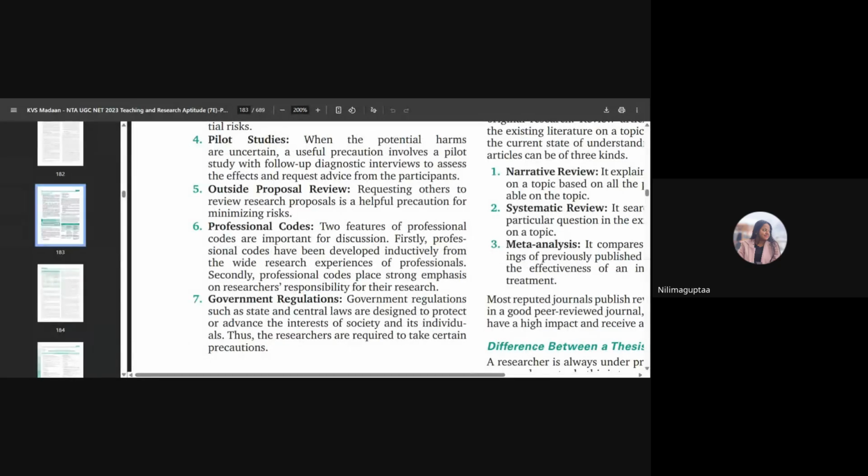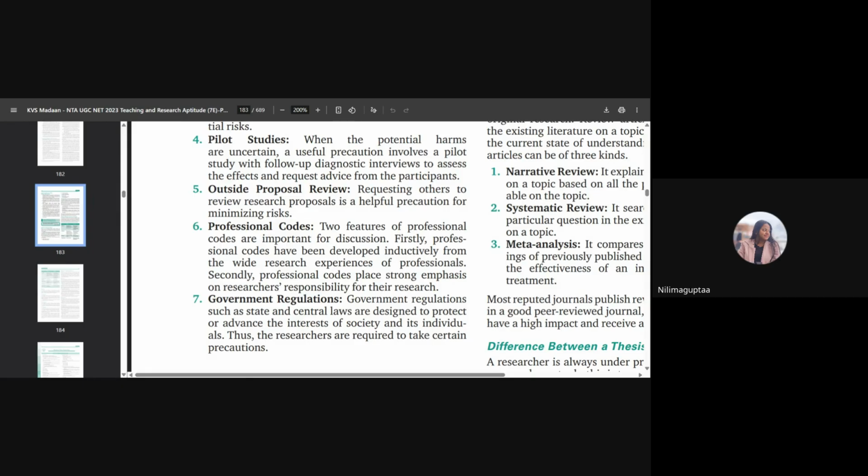Then outside proposal review. For any research proposal that you make, it is always advised that you request the people in your domain to review a research proposal and give you helpful precautions or whatever is there to minimize risk. And trust me, online also, when you go on websites like Academia, ResearchGate, you can contact people, you can send them your proposals, you can ask them to review. Some of them definitely reply, review, and give it to you, your proposals and everything, which helps us to actually make our research better because we have already taken reviews of those people. So outside proposal review is very, very important.